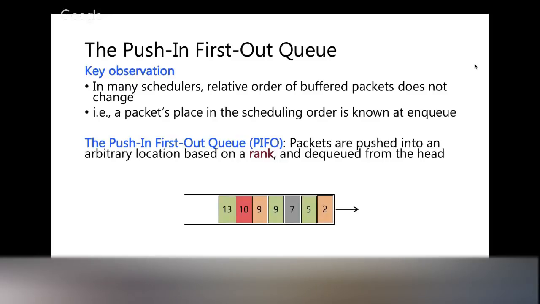So this is a mock-up of how it works. Let's say you got a packet with rank 8. It gets dropped between 7 and 9. And as you can see, you don't have to move around the remaining packets related to each other. You have to move them one index to make room for the new packet, but 7, 5, and 2 don't get reordered related to each other.